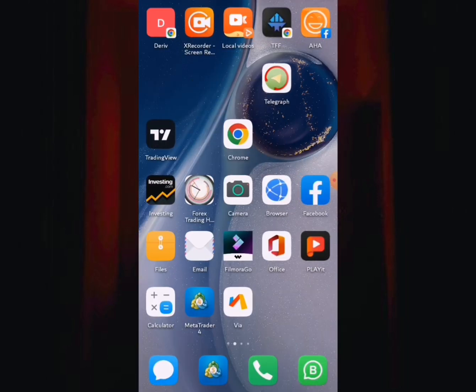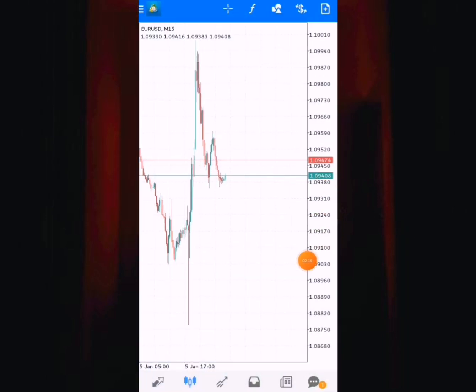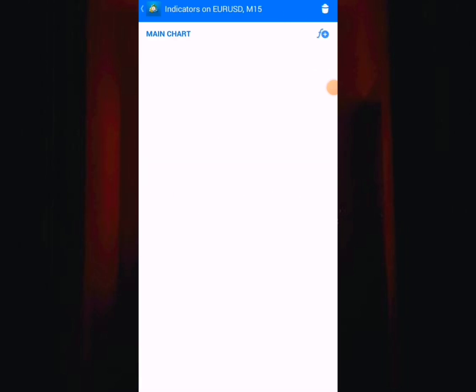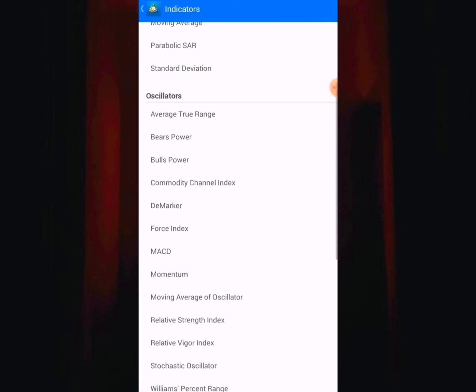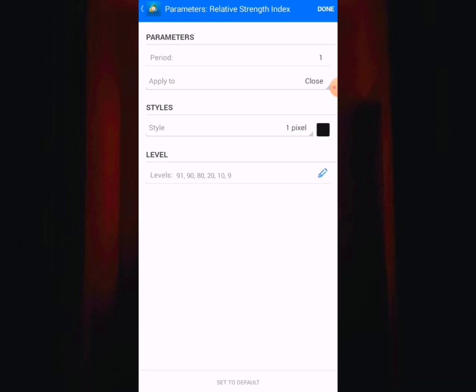Let's go to the strategy. I want to explain it. I want to set it up right here on MT4. So the first thing, let's set up the RSI on the main chart. Let's add the RSI. Right here you have the Relative Strength Index.